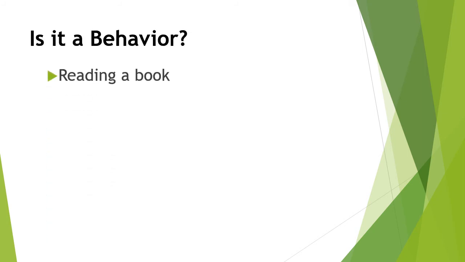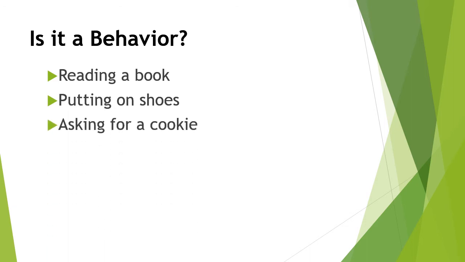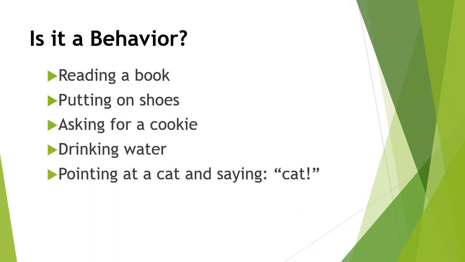So, is it a behavior? Reading a book, putting on shoes, asking for a cookie, drinking water, pointing at a cat and saying cat, thinking. Well, reading a book is a behavior. It is something that we can see the person doing. Putting on shoes, that is something we can see, observe the person doing. Likewise, asking for a cookie, drinking water, and pointing at a cat are all things we can see and observe and describe. Thinking and daydreaming may be behaviors, but they are covert behaviors.